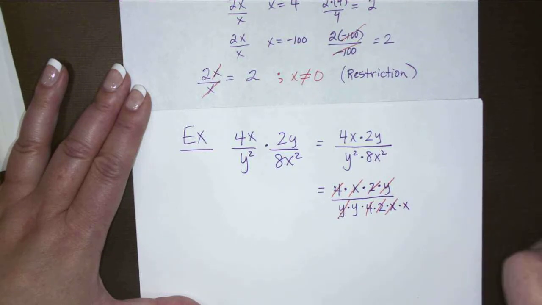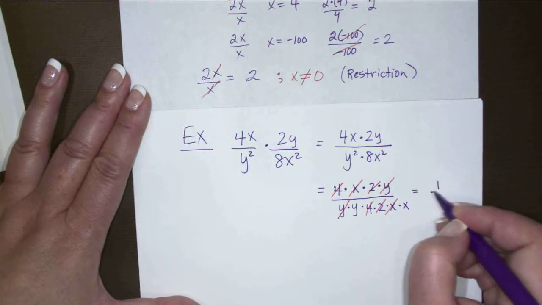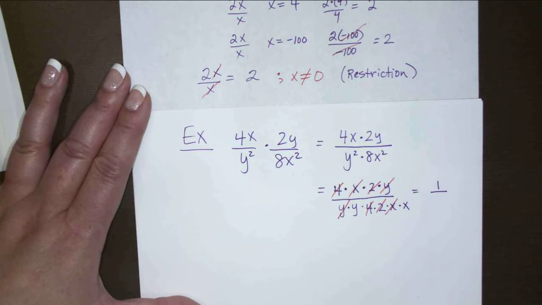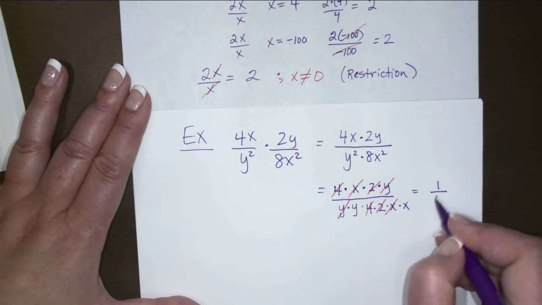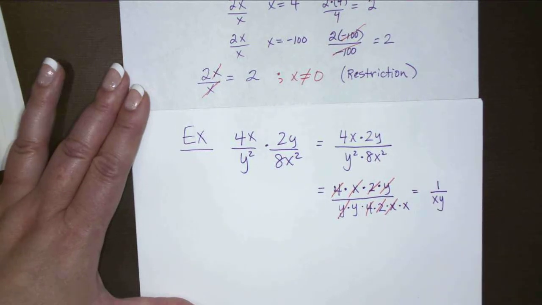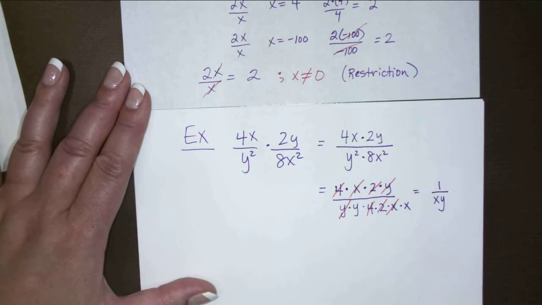Looking carefully through, I see that there's nothing left on top, so just a 1. And on the bottom I've got an x and a y. Normally we'd put them in alphabetical order. Instead of yx, you'd put xy. We don't need the dot anymore, but it's still understood to be there.